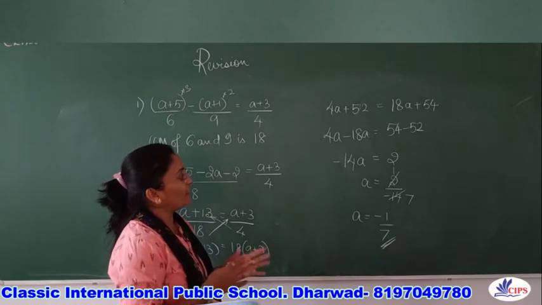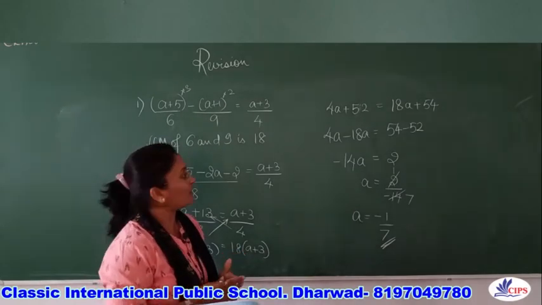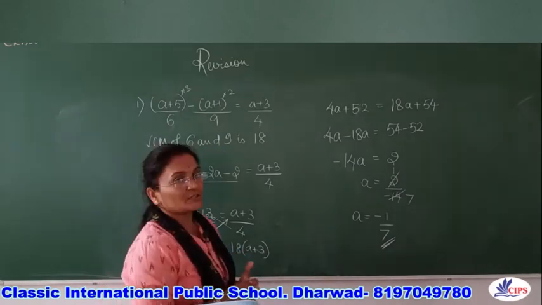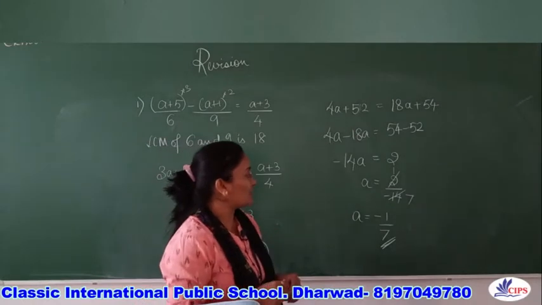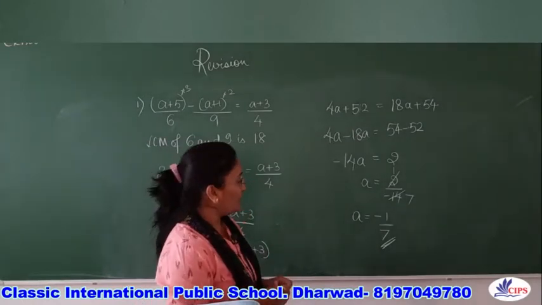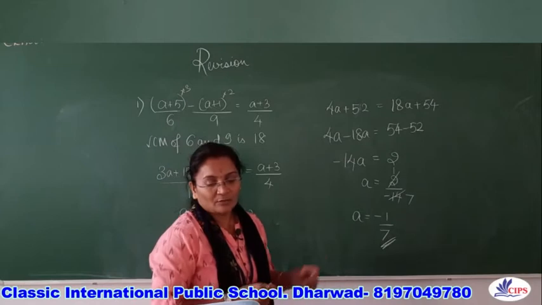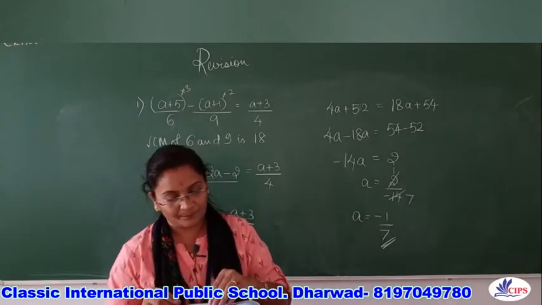Then I have shifted the variables to one side and constants to one side. So I got minus 14a equals 2, then I found the value of a, that is 2 by minus 14. So the value of a is minus 1 by 7. So like this we need to solve the sums.